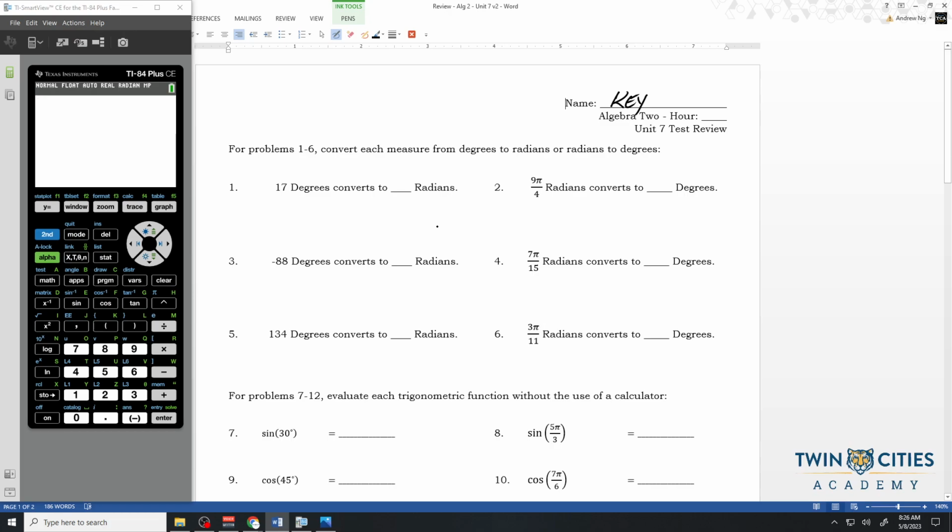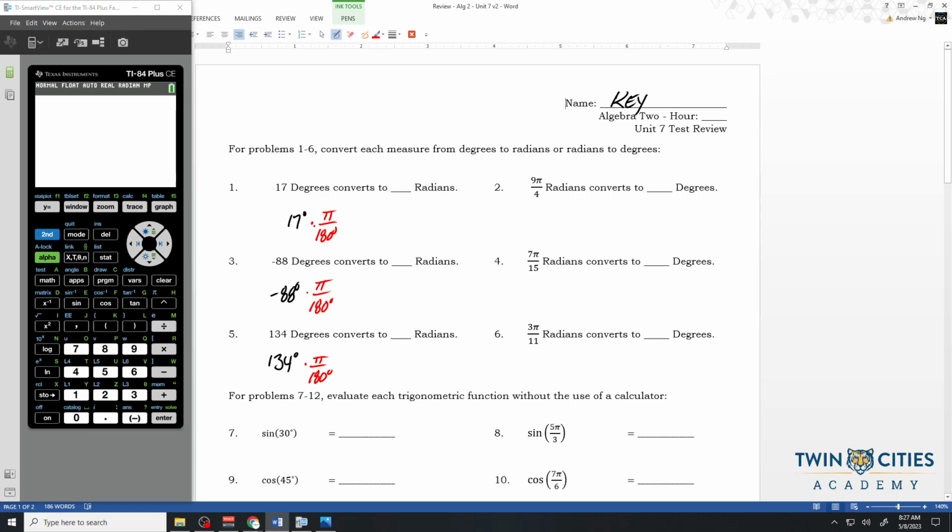For these problems, you'll write out what you're starting with. In this case, 17 degrees, negative 88 degrees, and 134 degrees. To go from degrees to radians, you're going to multiply by pi over 180 degrees. So we're going to do that to all 3 here. And the reason this works is because pi and 180 degrees are equivalent. So this is kind of like multiplying by 1, a special one, where we're changing the way that this looks without changing the value of what we have.